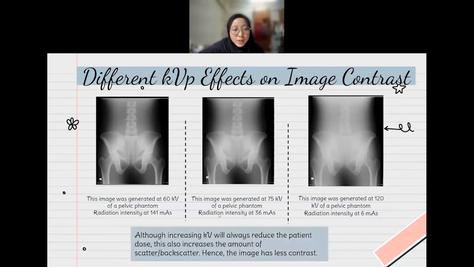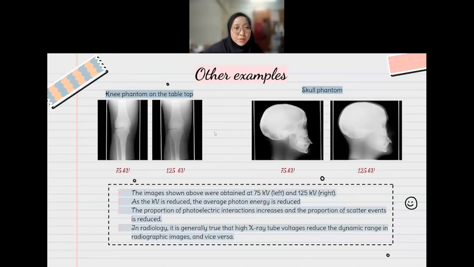Although increasing kV will always reduce the patient dose, this also increases the amount of scatter or backscatter, hence the image has less contrast. As you can see from the three images, when we use the highest kilovoltage, the contrast is less, especially on the third image. These are other examples using a knee phantom and skull phantom, using 75 kilovoltage and 125 kilovoltage.